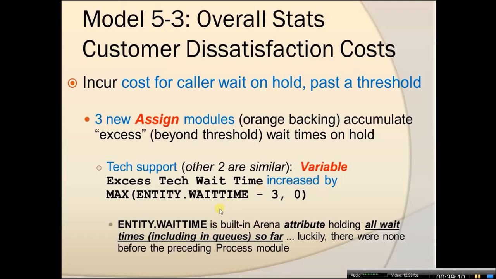An additional thing I wanted to mention is this entity wait time is actually a built-in Arena attribute, and it holds all waiting times, including in queues so far. So luckily there were none before the preceding process module, so we should be fine here using this entity.wait time. But you've got to be careful using it somewhere else, because it does include waiting times in queues before that. So it's important to take that into account. So let me go ahead and demonstrate this.